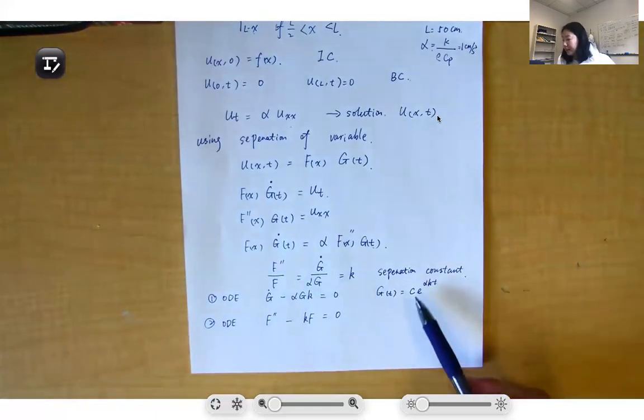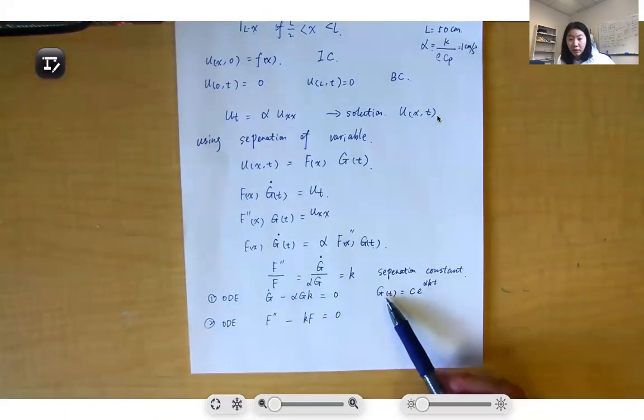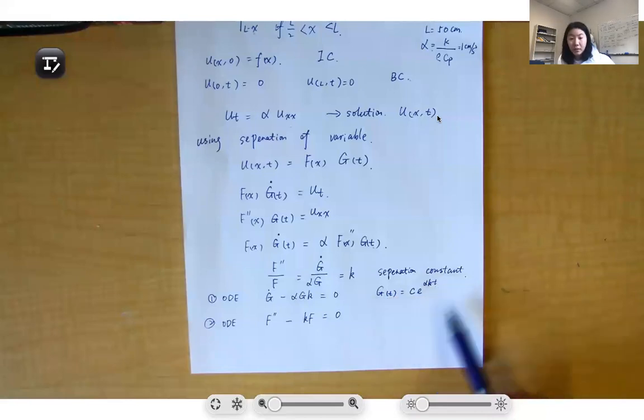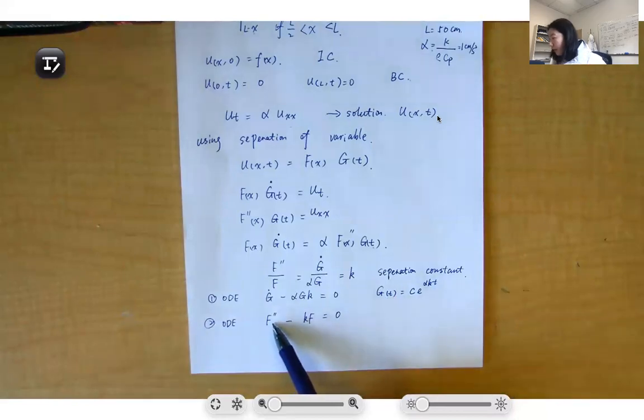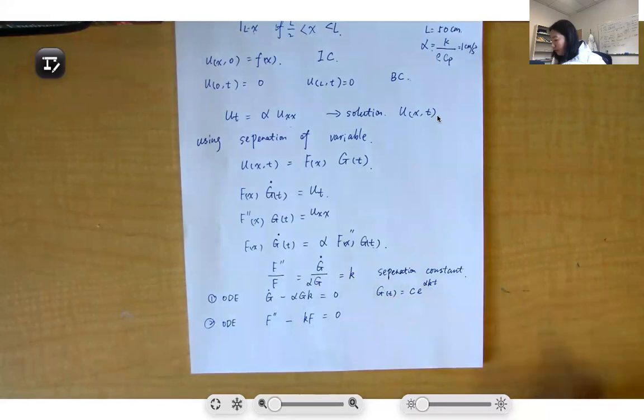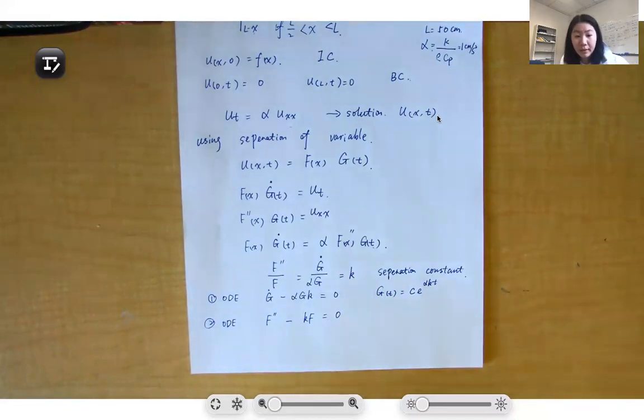And that is the g(t) part, which is a function of time, and this is an exponential function. But the f part becomes a little bit complicated. This is a second order ODE, right? The second order ODE, and we don't know the boundary condition yet. If the boundary condition is a homogeneous boundary condition, we can still solve it. This will become a Sturm-Liouville problem set. Let's see whether it can become a Sturm-Liouville problem set or not.